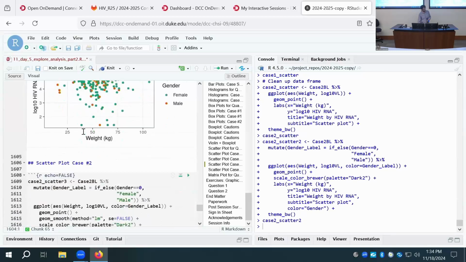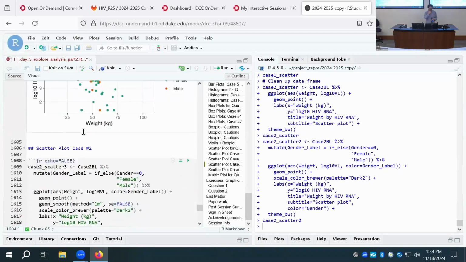All right, and on the same thing, you can add best fit lines to this. So repeating this for gender, we're going to add this geom smooth, and we're going to say method equals LM. So it's going to add a linear model via a standard regression, which we'll talk about more in workshop series 2, in January, spring.